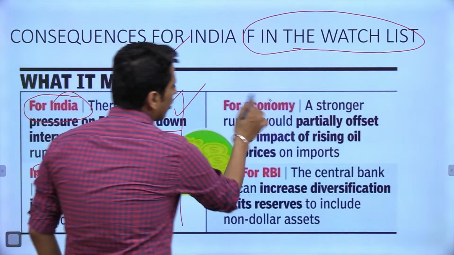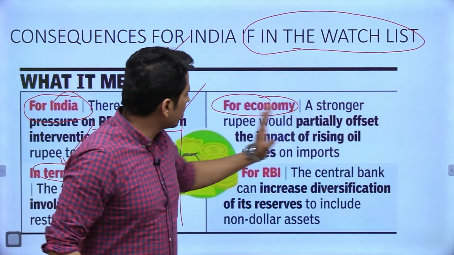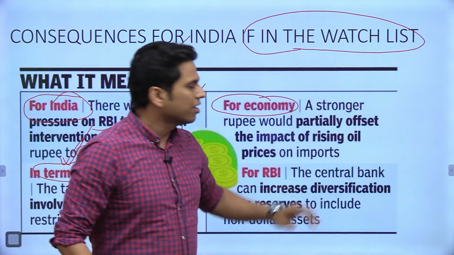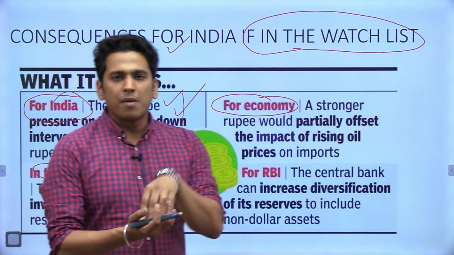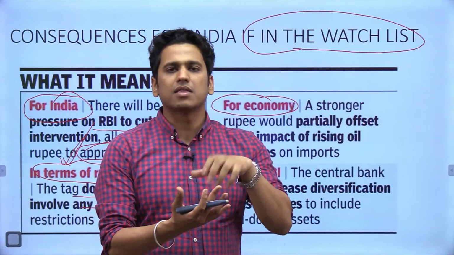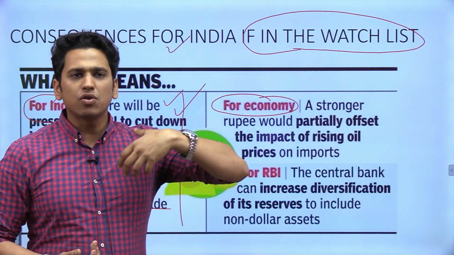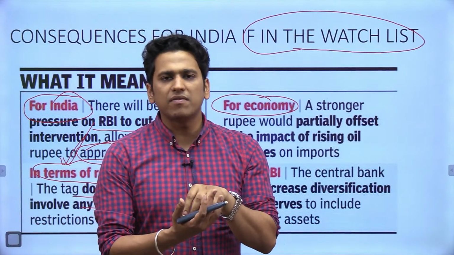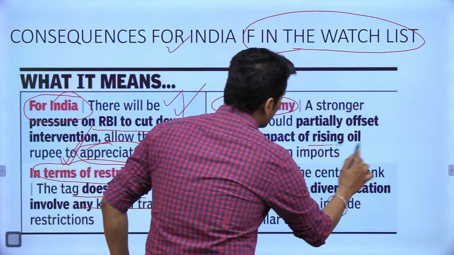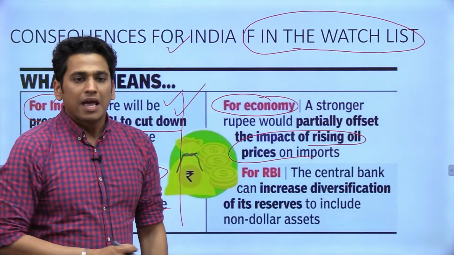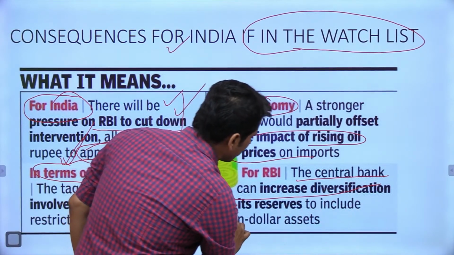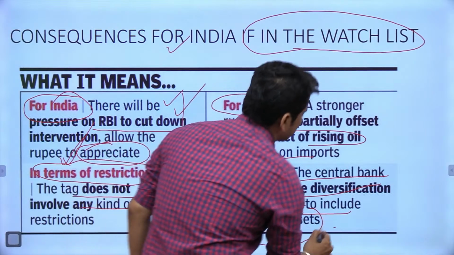Third thing is for the economy. A stronger rupee would partially offset the impact of rising oil prices on imports. If we appreciate our rupee, let's say RBI appreciates the rupee, then obviously our oil imports would become very, very cheap. It is obvious, because now our currency is appreciated, so our oil imports would become very, very cheap. And for RBI, the central bank can increase the diversification of its reserves to include non-dollar assets as well.